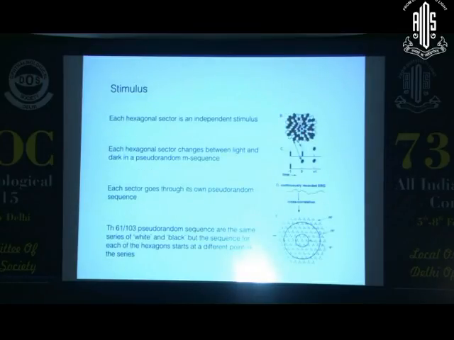Now each hexagon is an independent stimulus and it changes from light to dark in a different pattern. It's a fixed pattern which they call a pseudo-random M sequence, where you may have dark, light, or that particular sequence. All of them go through the same sequence, except that the starting point is different for each. So they all appear at a different time in different settings. So it's almost like it's flickering.